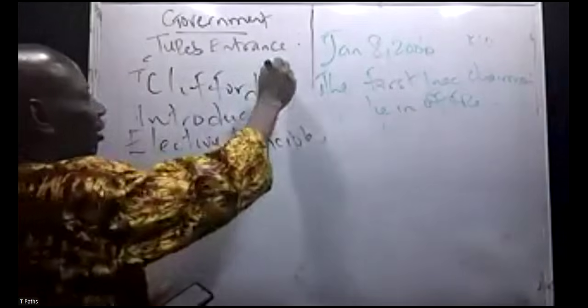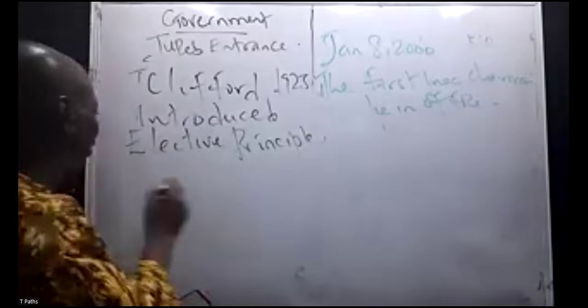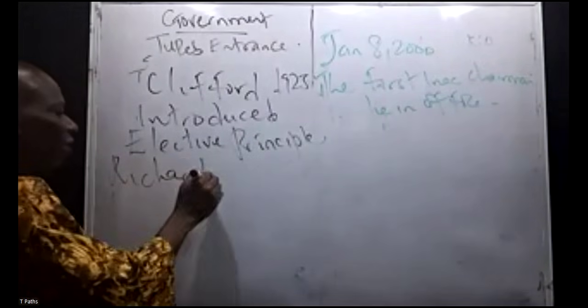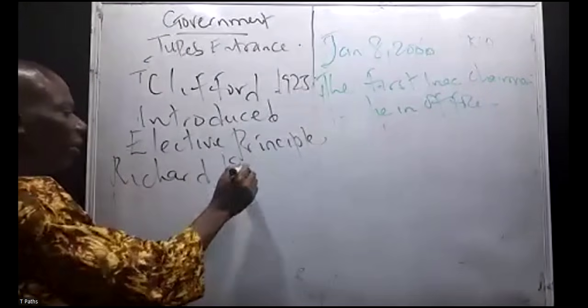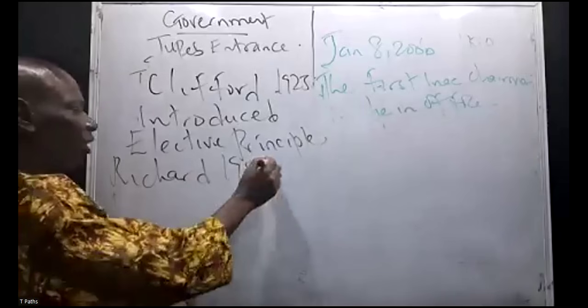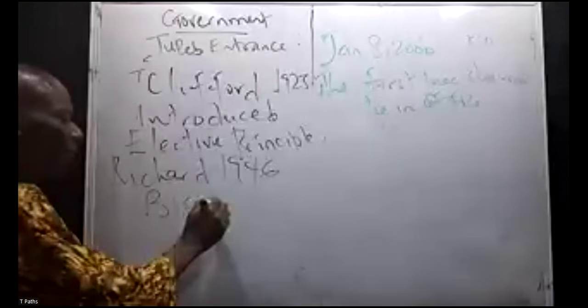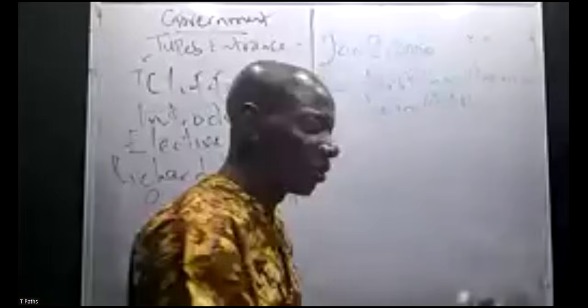That's 1923, Clifford Constitution. Then Richards Constitution of 1946, bicameralism. Please take note. Richards Constitution of 1946, bicameralism. That is two chambers of legislature in the north, while the west and east practiced what? Unicameral. And again, for the first time, the unofficial became the majority in the Legislative Council. We have 44 members. 28 blacks, majority. 16 whites, minority.